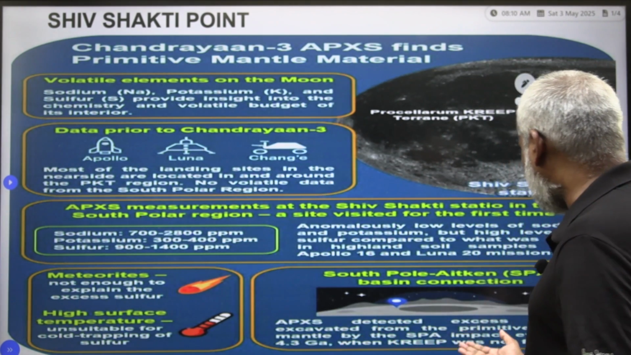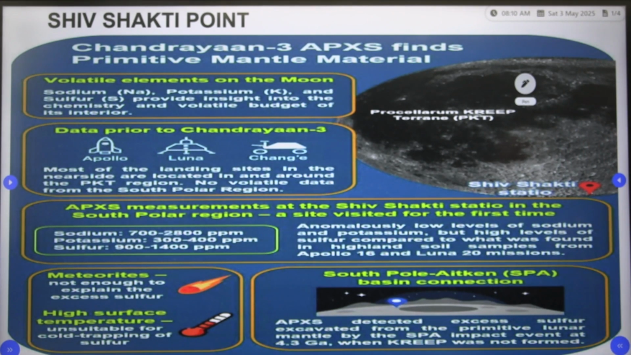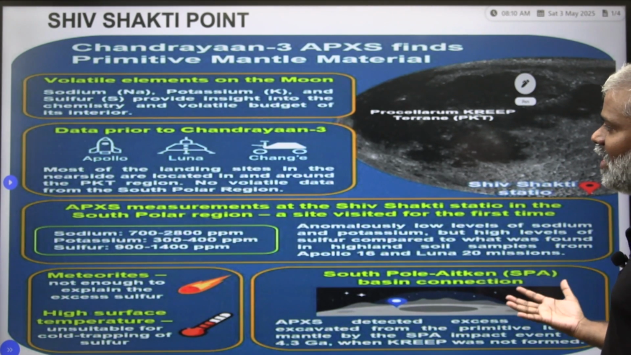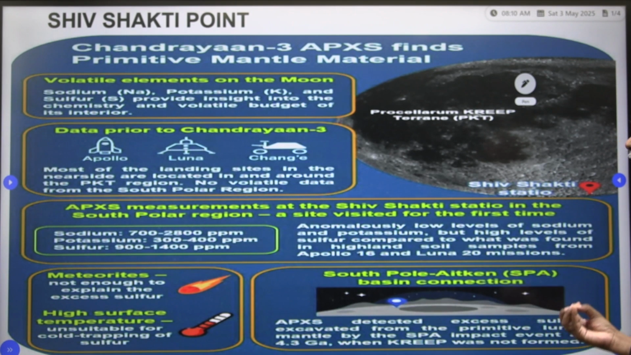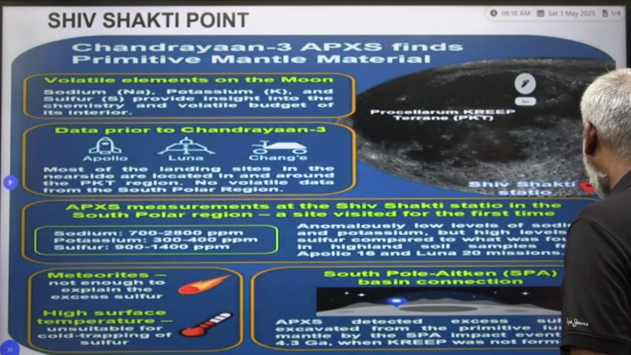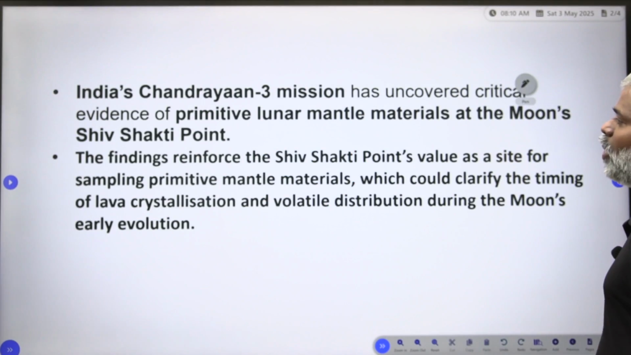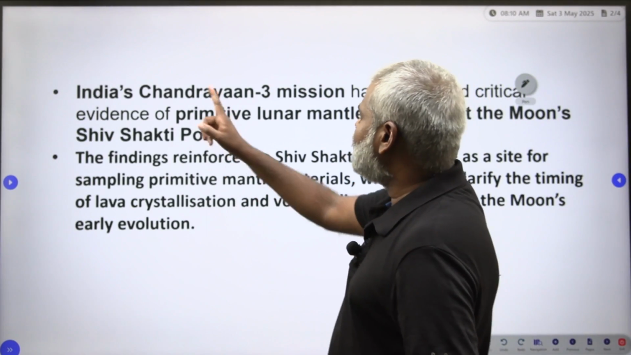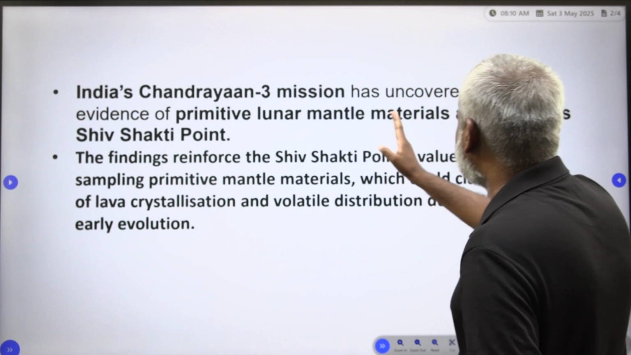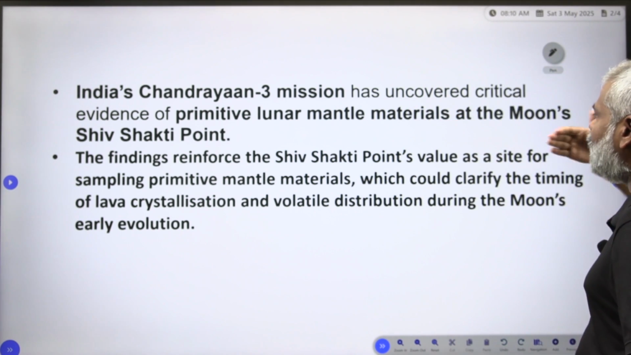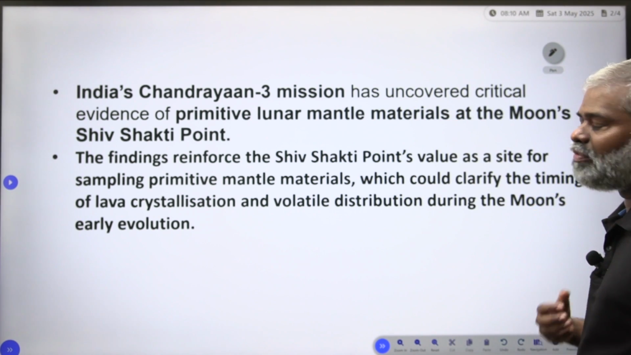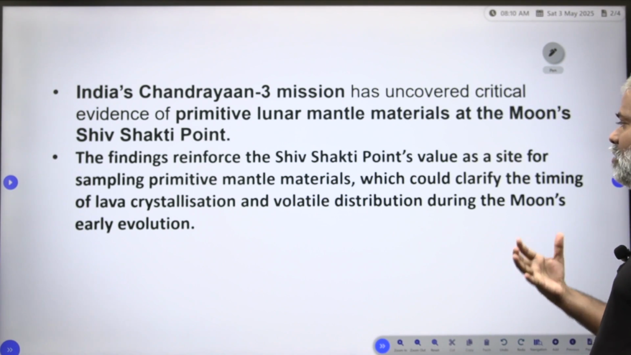So creep was not formed. This is the technique. Creep is a physical term; the deformation is not confirmed. Now you have to take note of this: India's Chandrayaan 3 mission has uncovered critical evidence of primitive lunar mantle material.